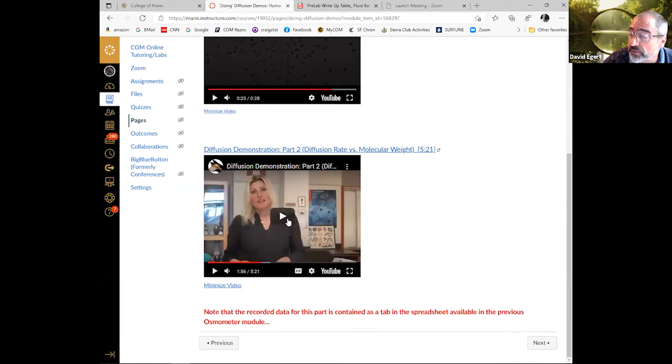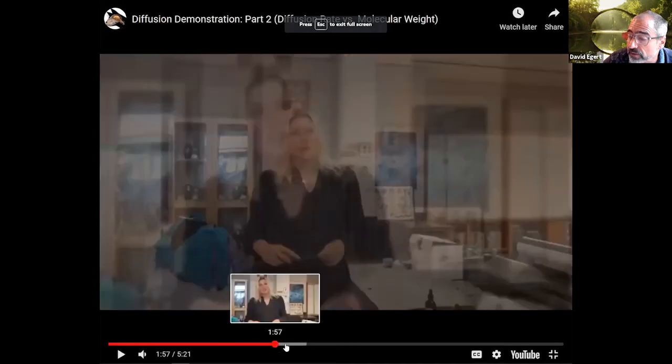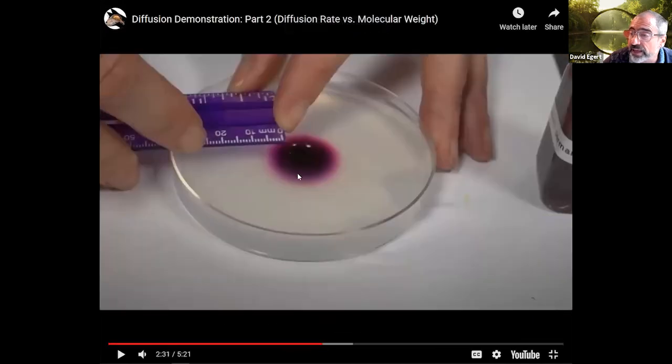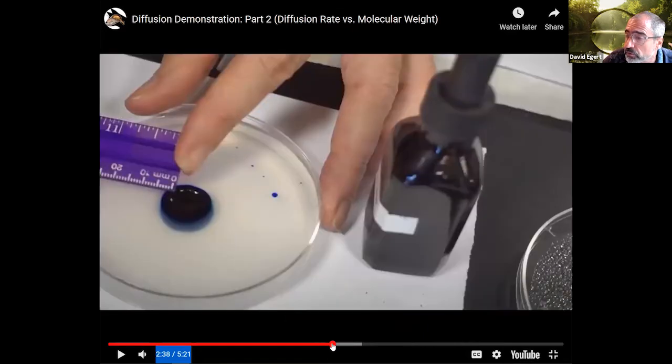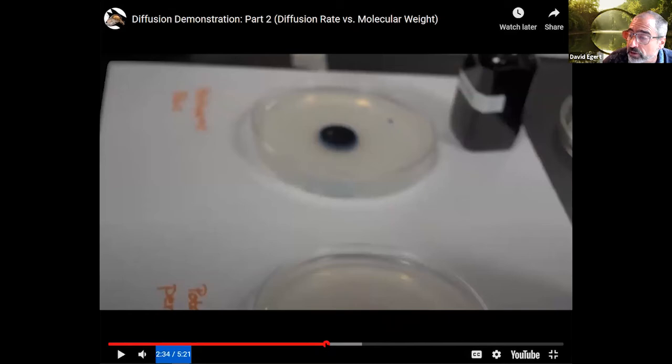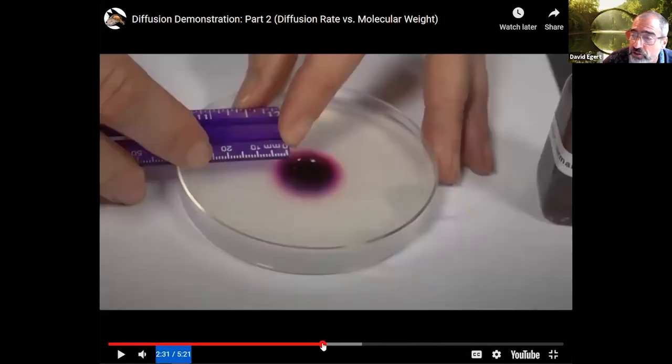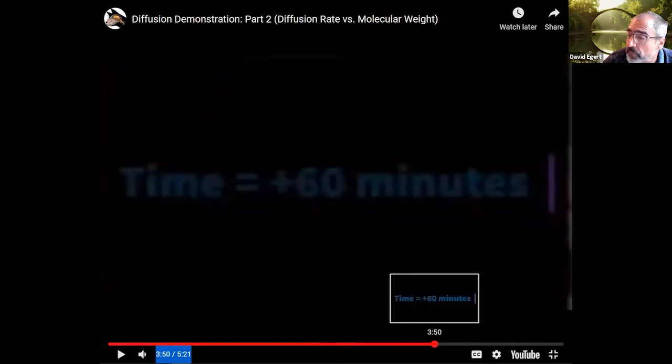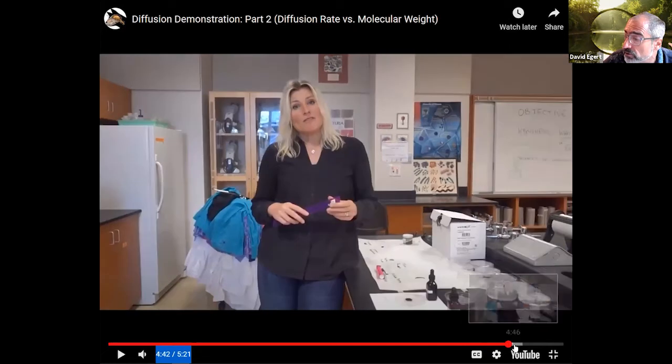Basically, if I can show you really briefly, it's taking these dyes. This purple dye weighs about half as much as this blue dye that we're also going to be looking at. We have this blue dye, methylene blue, which weighs twice as much in terms of molecular weight compared to potassium permanganate, which weighs half as much. And you get to see how fast it is diffusing, so she's measuring it at different times along. So watch this, it's like 5 minutes.